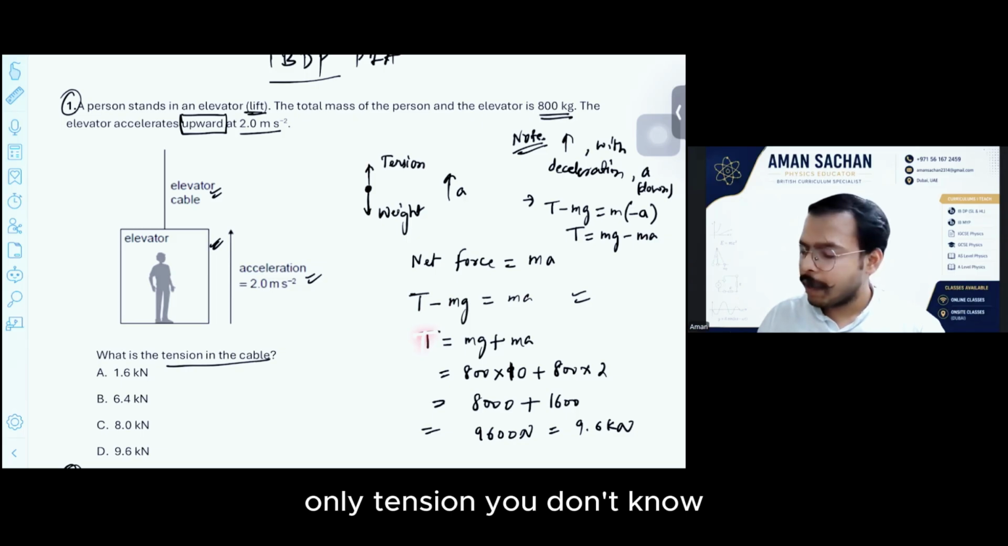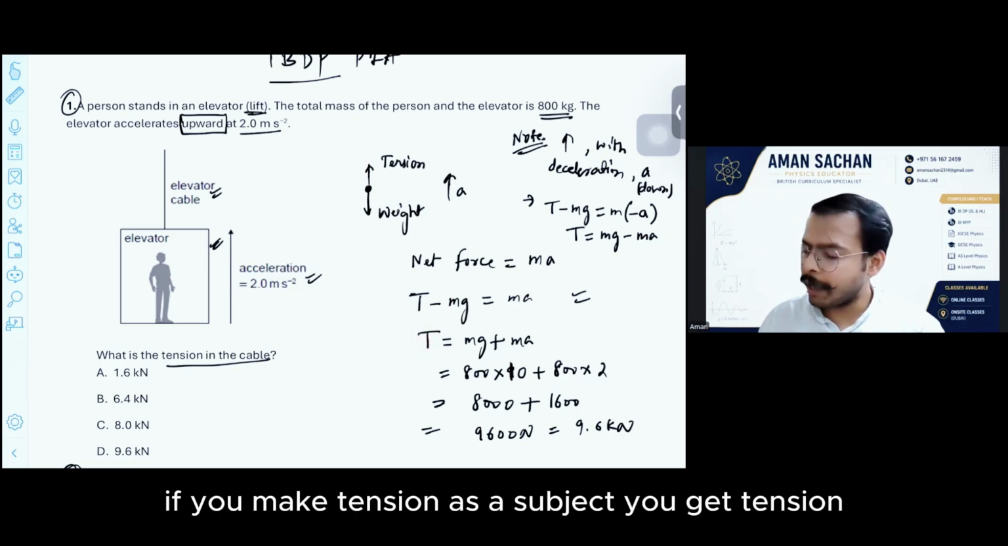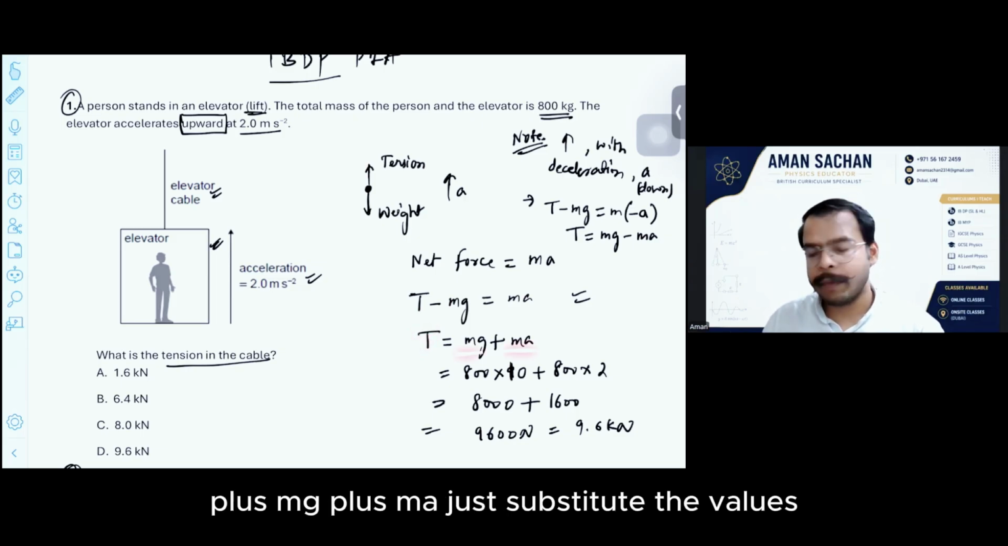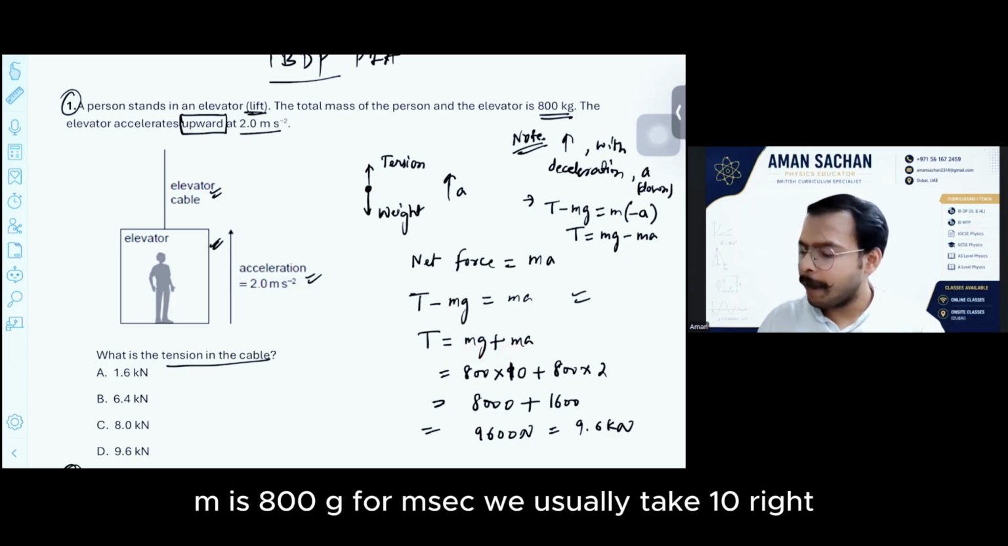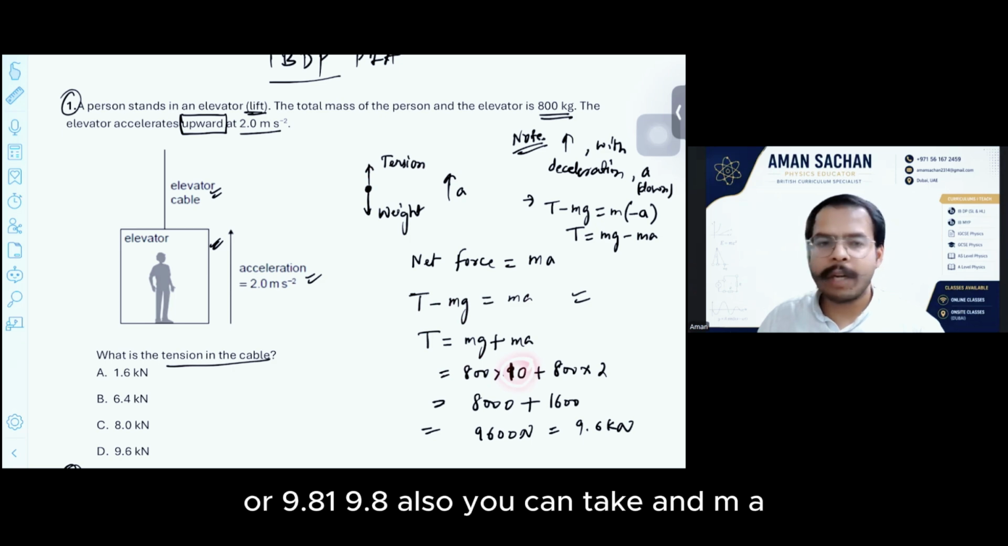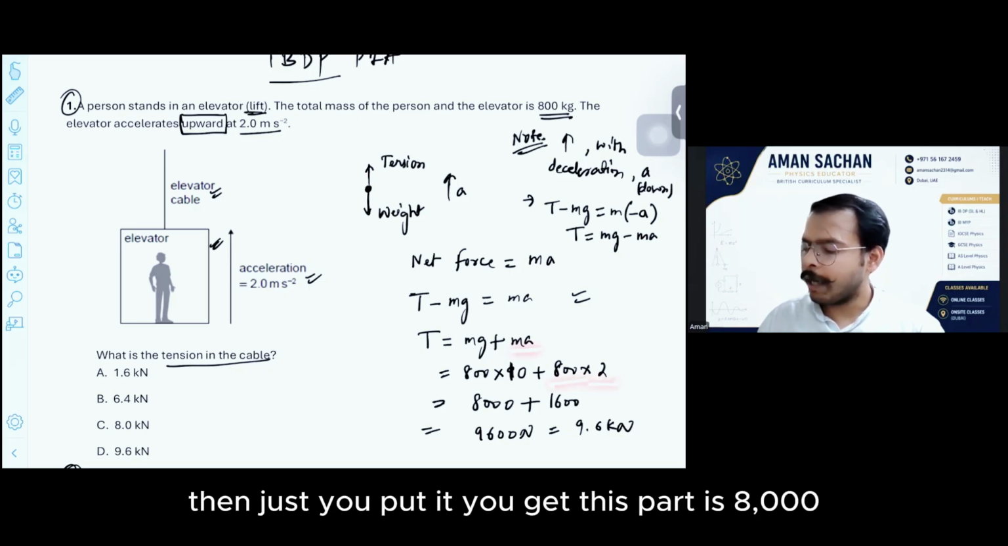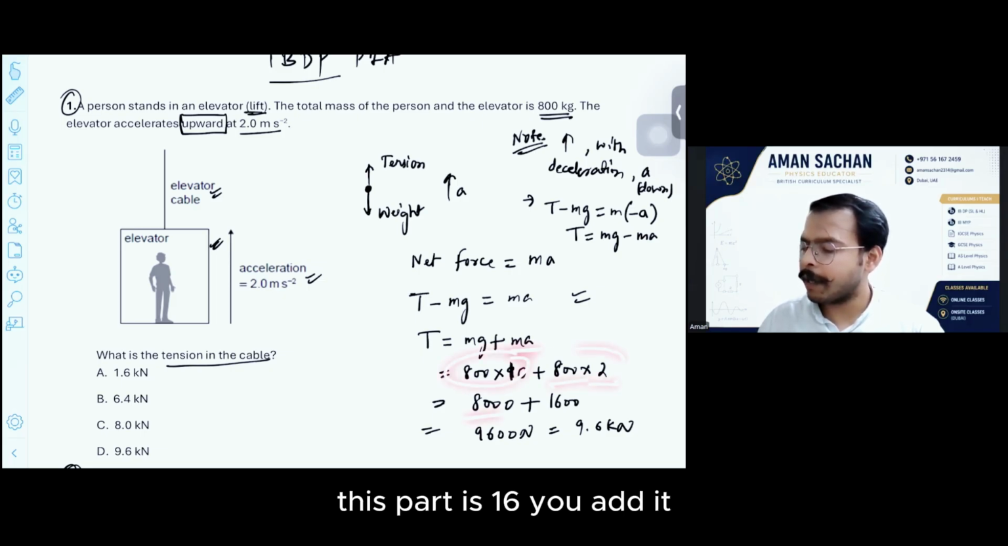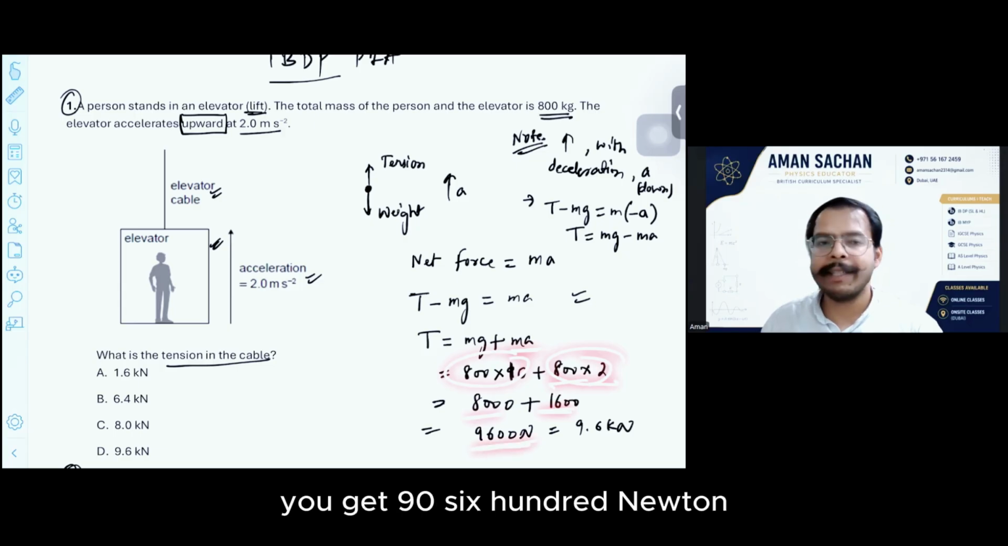Tension, you don't know. If you make tension the subject, you get tension equals mg plus ma. Just substitute the values. M is 800. G, for MCQs, we usually take 10, or 9.81, 9.8 also you can take. And then ma, you put it. You get this part as 8,000, this part as 1600. You add it, you get 9600 newtons.